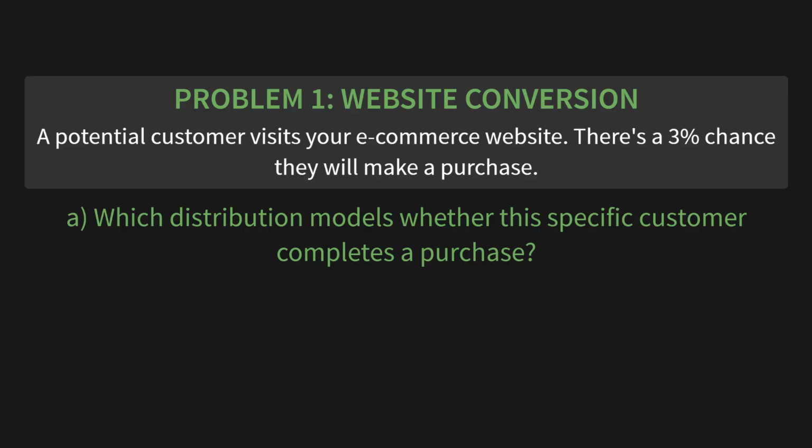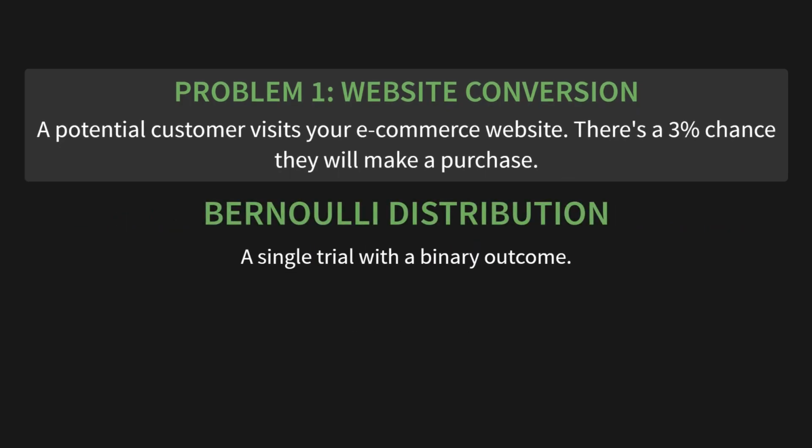So part A asks, which distribution models whether this specific customer completes a purchase? Let's think about the clues here. We're looking at a single customer, and there are really only two outcomes, right? They either buy or they don't. That's right, it's the Bernoulli distribution. It's the simplest one, perfect for a single trial with a binary outcome.